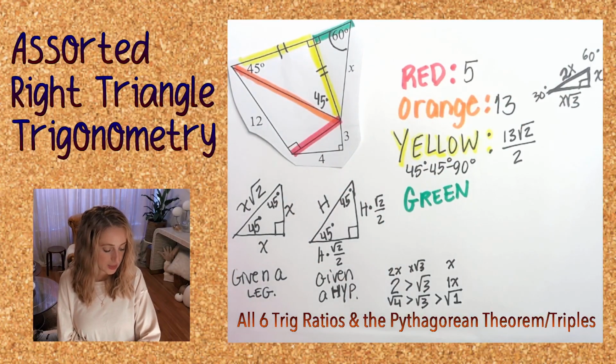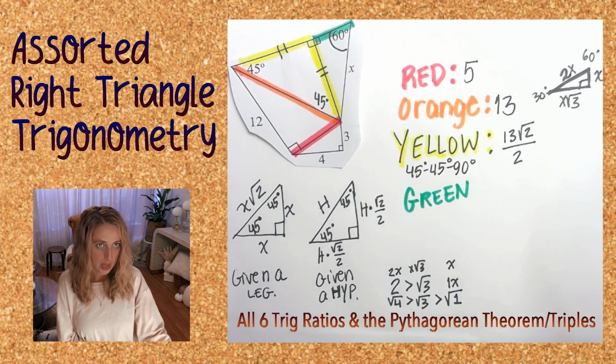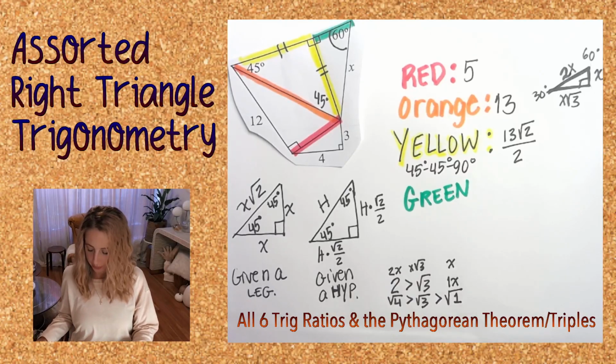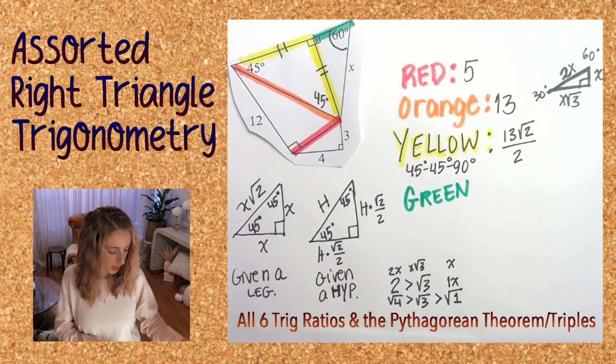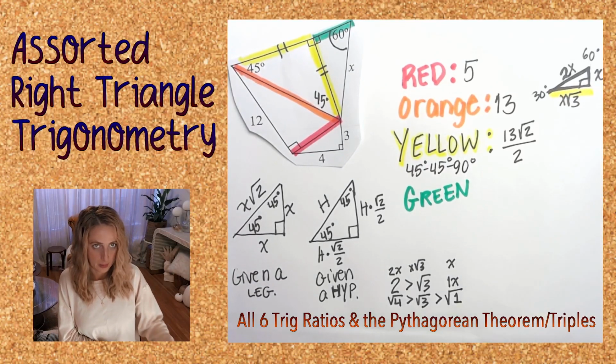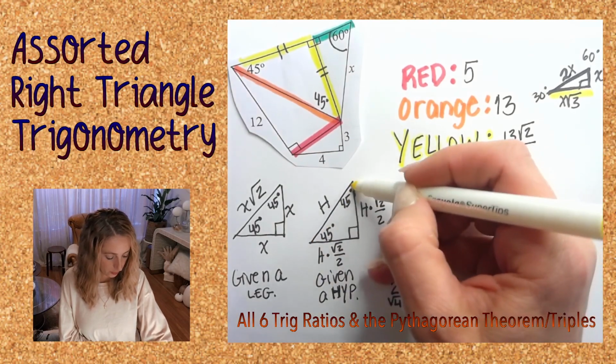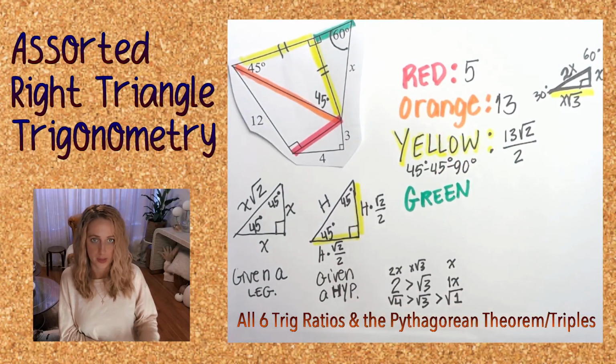Now, if this side in yellow is 13 root 2 over 2, that side that I'm looking at in yellow is which side of my 30, 60, 90 triangle? It is my long leg. That side is 13 radical 2 over 2. It's also that side right over there.